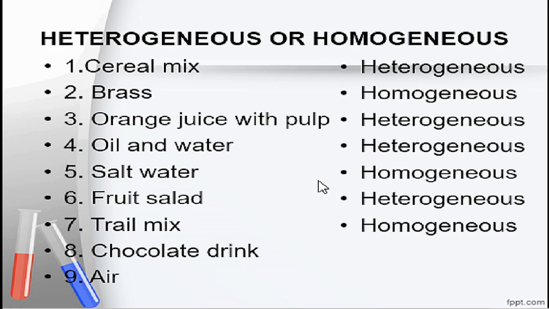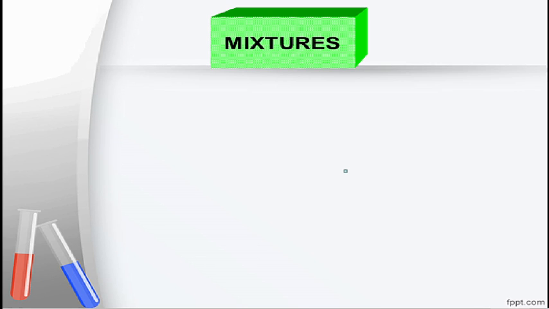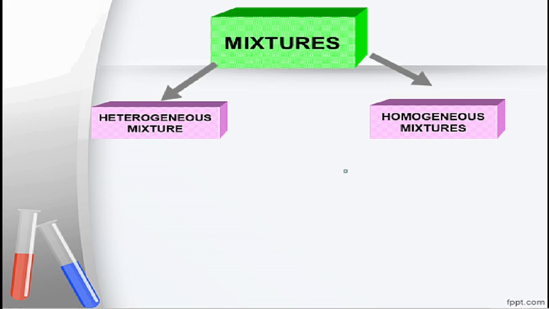Trail mix is an example of a homogeneous mixture because it appears only in one phase. The same goes for chocolate drink. Air is also an example of a homogeneous mixture, since it appears only in one phase. Now, mixture can be further classified into heterogeneous and homogeneous mixture.